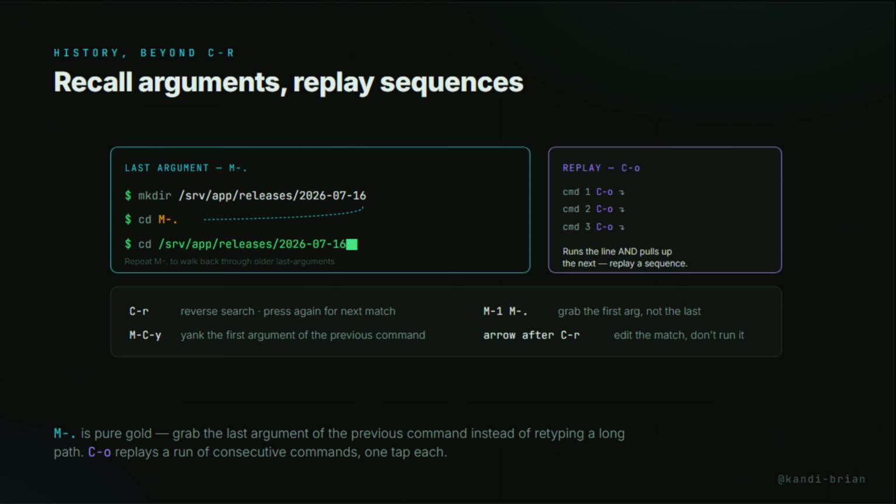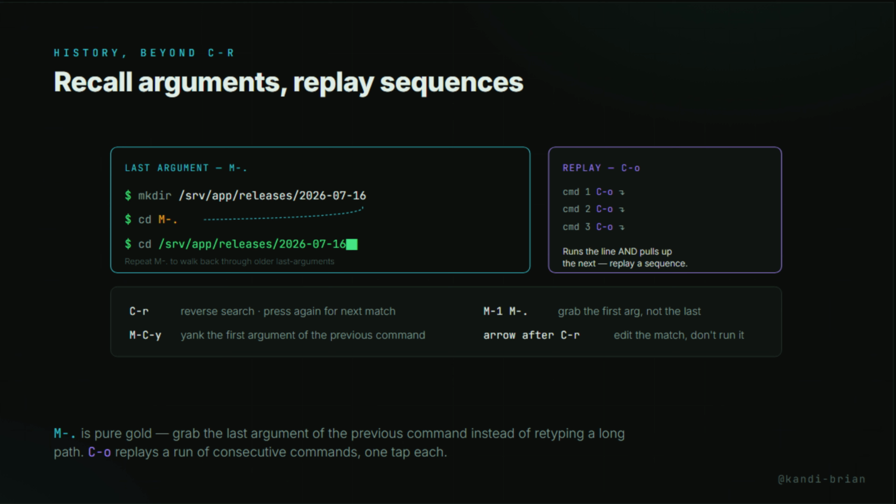So you can grab an old command, tweak it, and then run the modified version. The last argument bindings, which are pure gold. M dash dot, Meta and the period, inserts the last argument of your previous command at the cursor. You just ran makedir, some long, awkward path, and now you want to CD into it. Type CD, then M dash dot, and the path appears. No retyping, no copy paste.